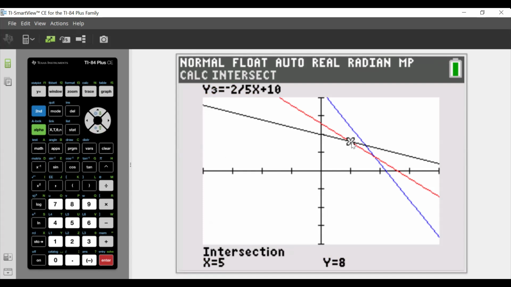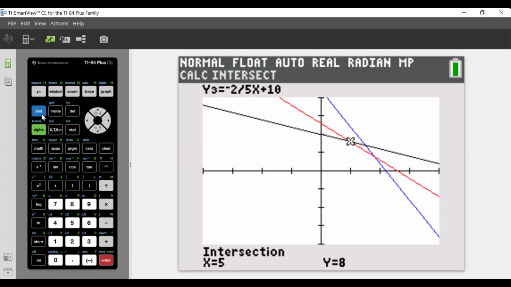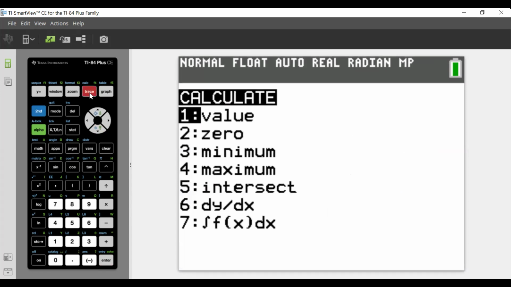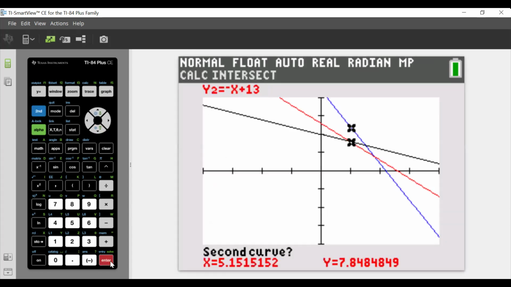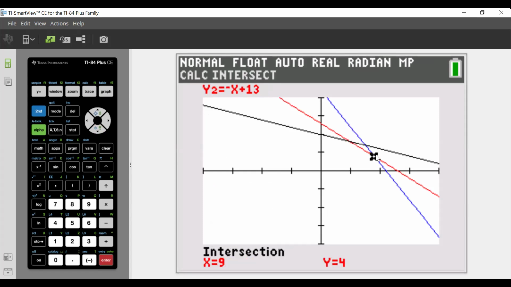Okay. Now I need this point over here, which is the intersection between the blue and red. So I'm going to again hit shift trace 5. Now I'm between blue and red, and I'm just going to hit enter because I don't care, it's only going to be one place. And that intersection is at 9, 4. Okay, so that has given me this one, this one, this one. Now we just have to find this point.